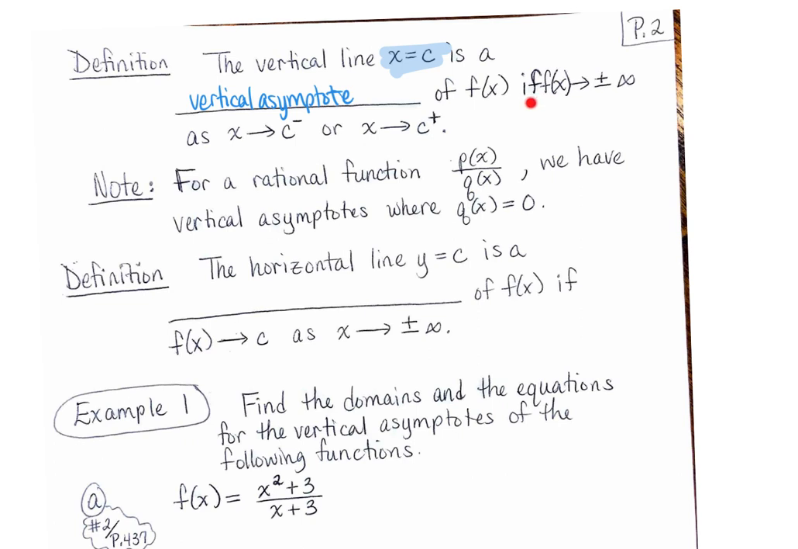If f of x, what does this mean? The vertical line x equals c is a vertical asymptote of f of x if f of x approaches plus or minus infinity as x approaches c from the left or x approaches c from the right.